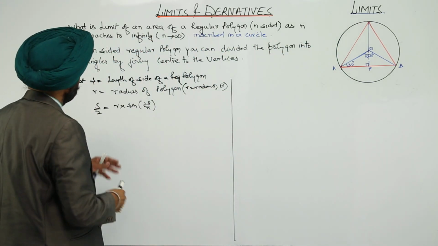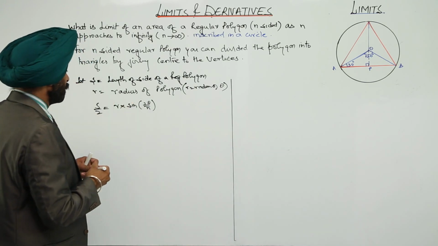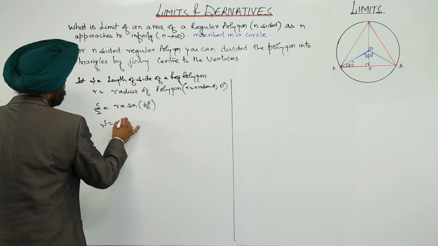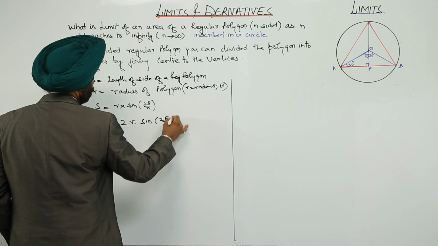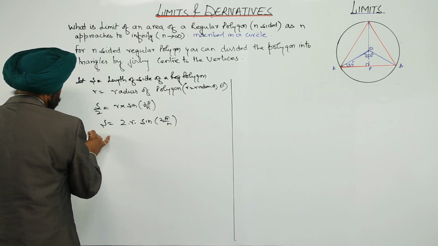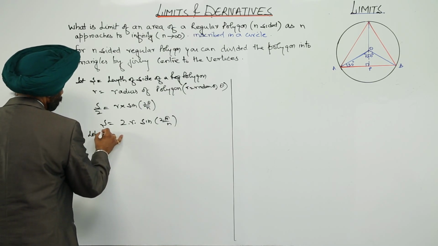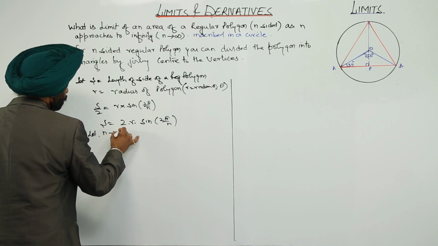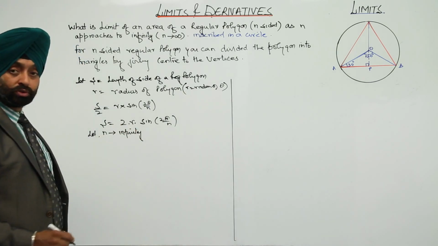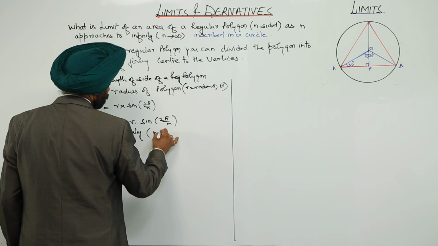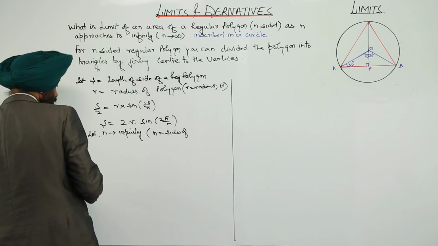Now S upon 2, S is one of the sides and these two are both equal. Now can we write this as S is equal to 2R sine 2 pi upon n? Now let n approach infinity, where n is the number of sides of the polygon.